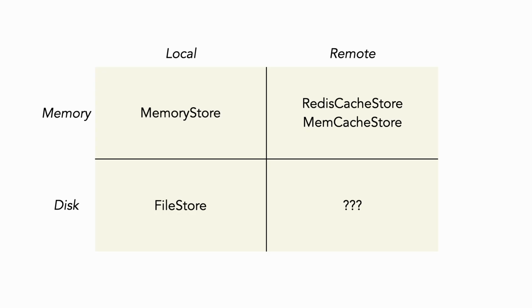So this is our Rails cache store quadrant. We've got local and remote caches, we've got memory and disk caches. There already is a disk cache, the file store, built into Rails. But there's nothing in this bottom right-hand quadrant built into Rails. So we're targeting that, the remote disk cache.